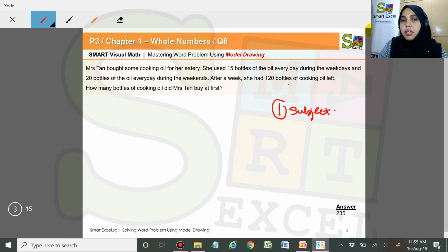the subject. Okay, the subject here refers to what they talk about. In this question, they talk about the weekdays. Yes, they talk about the cooking oil, right? But it's more emphasized on the weekdays and the weekends that they use. Most importantly, they talk about the cooking oil, but it's divided into 2. Alright, so with the cooking oil, it's 1 model. So you're gonna start with something like this.